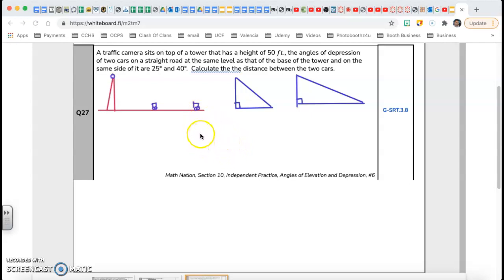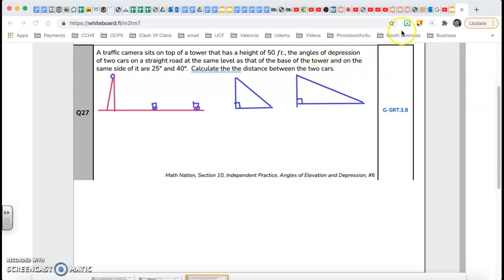So first of all, let's read the question. A traffic camera sits on the top of a tower that has a height of 50 feet. The angles of depression of two cars on a straight row at the same level as the base of the tower and on the same side of it are 25 degrees and 40 degrees. Calculate the distance between the two cars.